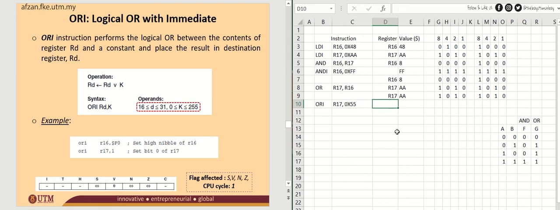Okay, what happened? First things first, what is the current value of R17? This is the current value of R17, which is AA. And then what about the constant value here? You are going to do the logical OR with this constant value. Alright, 55. So how do we do that?